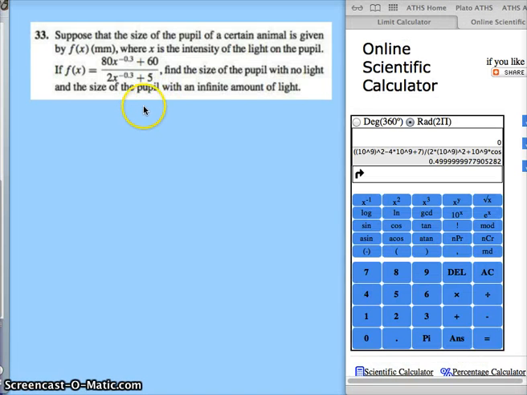Here's another question in your book that uses a function to determine the size of the pupil in your eye, or rather of a certain animal, in millimeters, where x is the intensity of the light. Okay, no problem. So when it asks what happens to the size of the pupil with no light, I want you to think about that. If x represents intensity of light, no light would be x approaching 0. Find the size of the pupil with an infinite amount of light. Find the limit of this as x approaches infinity.